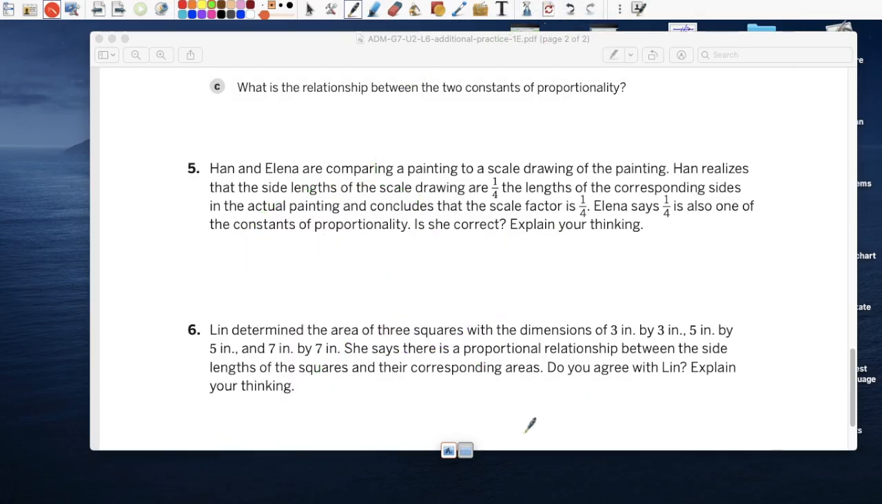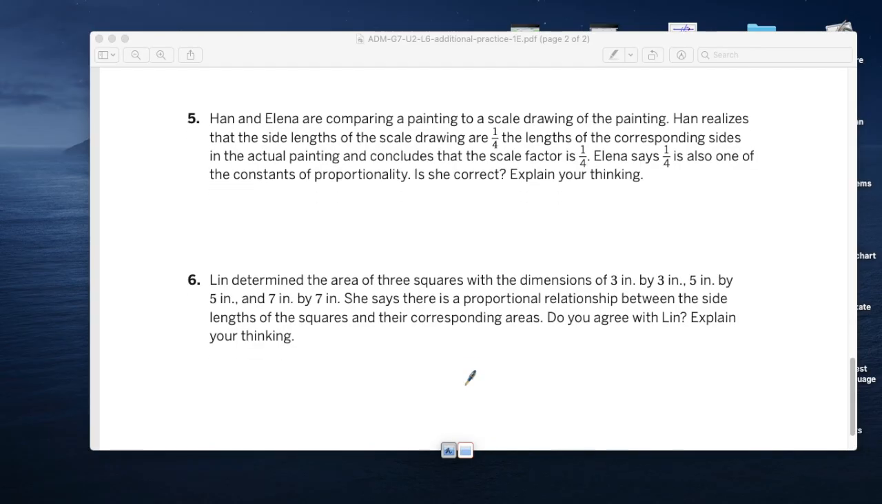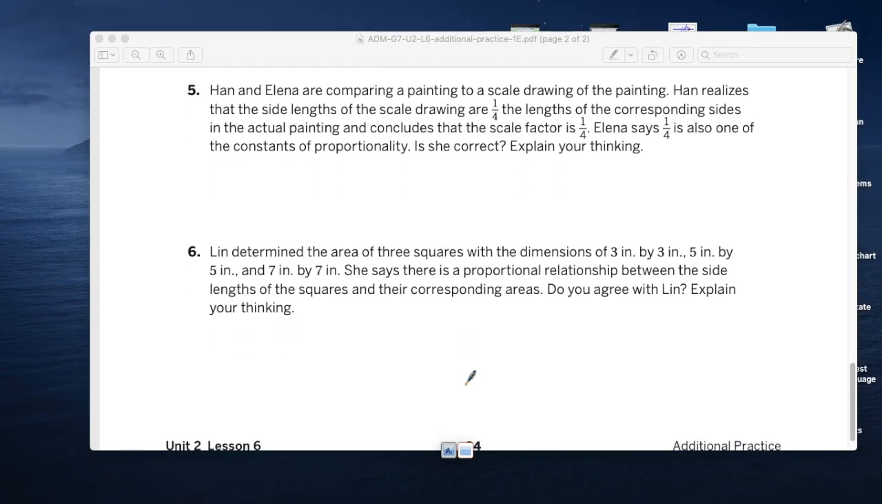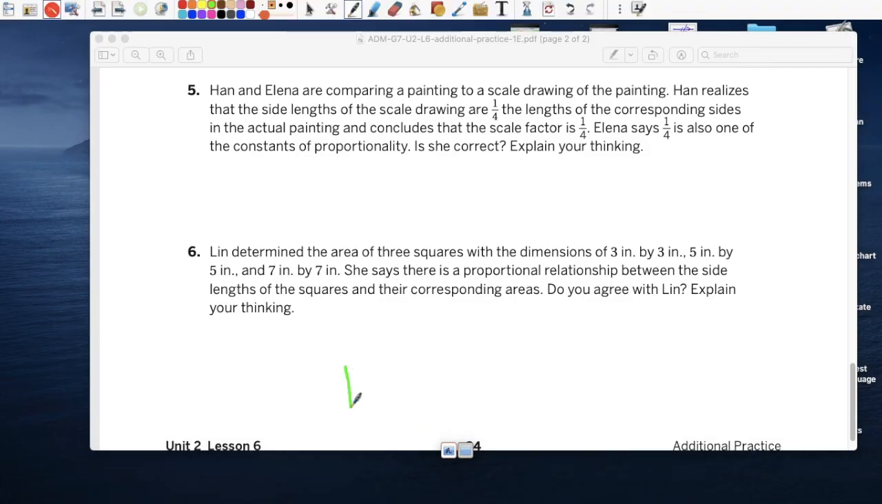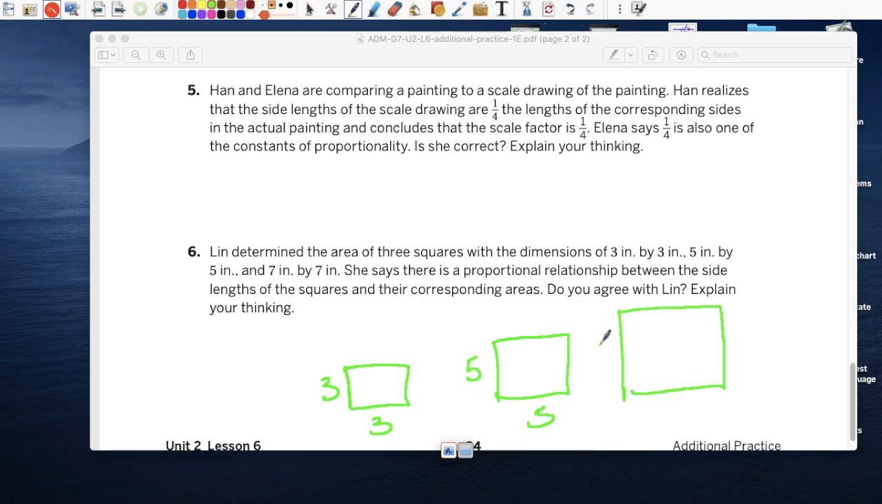Last question. Lane determined the area of 3 squares. So you had 3 squares: 3 by 3, 5 by 5, and a 7 by 7. She said there's a proportional relationship between the side lengths of the squares and their corresponding areas. Do you agree?